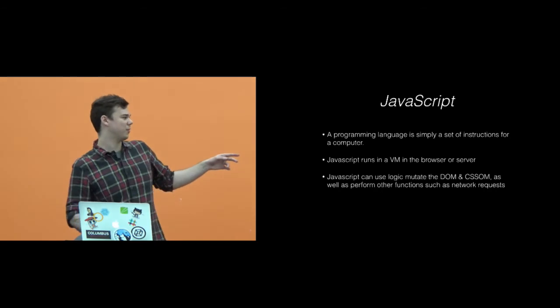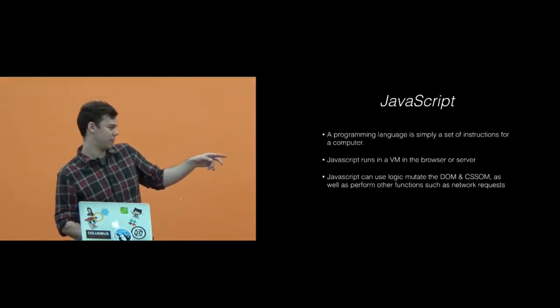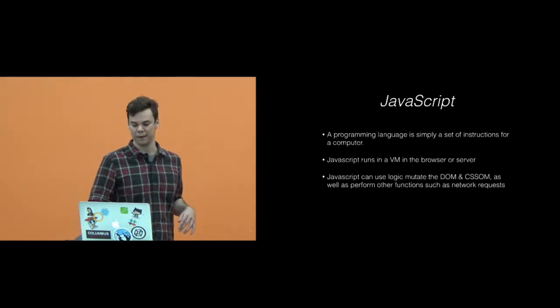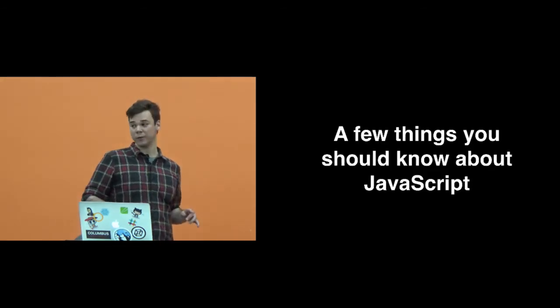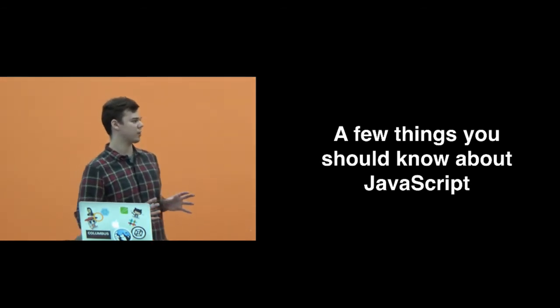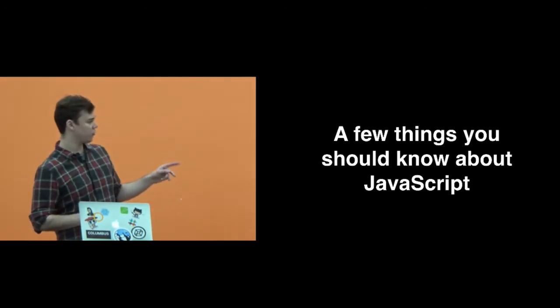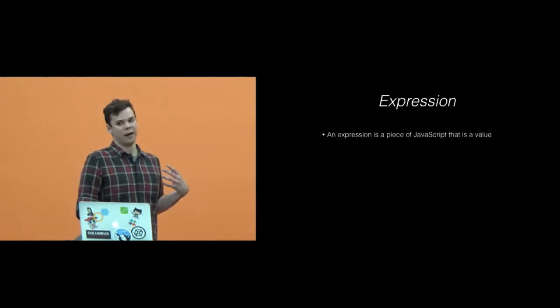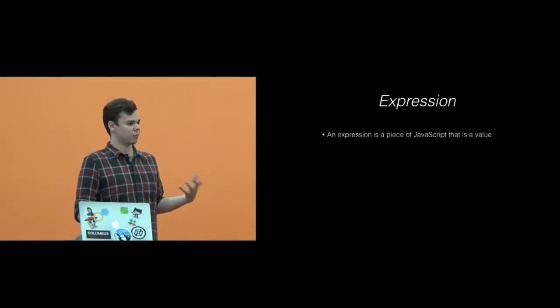So JavaScript can use logic to mutate the DOM and the CSS object model, as well as perform other functions such as network requests. Now, we are going to go over this at a pretty lightning speed because we could talk about JavaScript for days. But here are a few things that you should know about JavaScript. Just a few vocabulary things I'm going to be using throughout this talk.